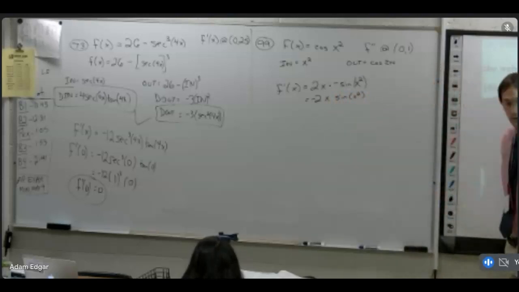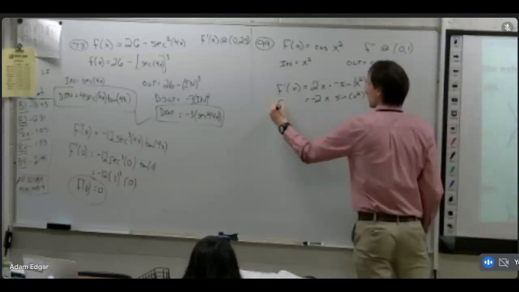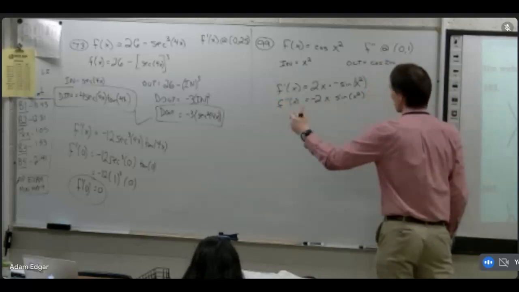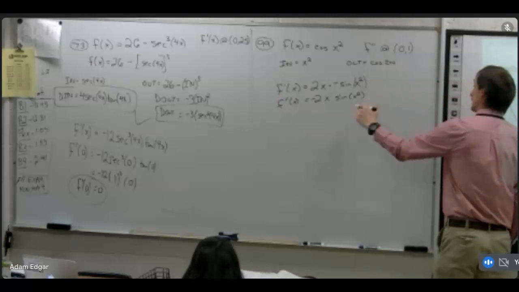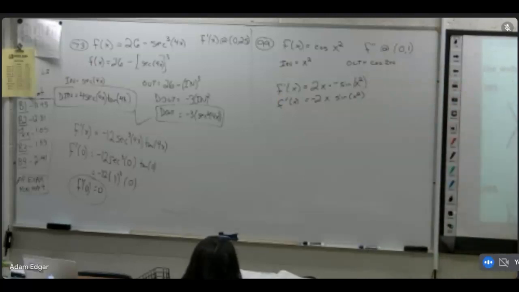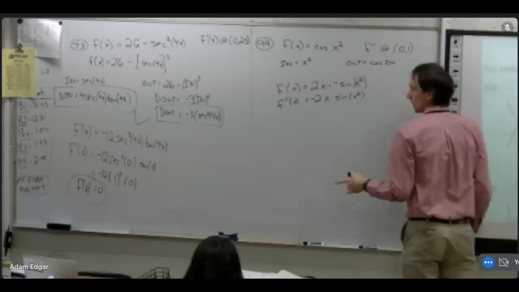But we want the second derivative. So we keep going. Sorry, that's still f prime. Now to differentiate this guy, what do we now need to do? Product rule. Why do we need to do product rule?